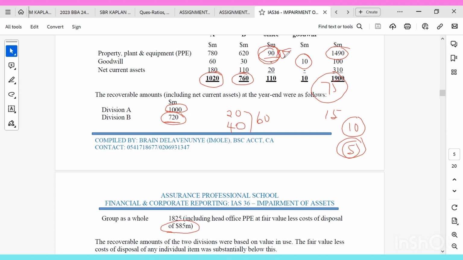Or you can do the testing separately, which will give you a loss of 20 on this one, a loss of 40 on this one. Then you use these values, 1,000 plus 720 plus 110 plus 10. Then you compare with this 1,825. You are going to have something like 1,840 for this total. Then compare with 1,825. There will be a difference of 15. This 15, the unallocated goodwill will take 10, and PP, property, plant, and equipment of the head office will take 5. That is how we share this particular one.